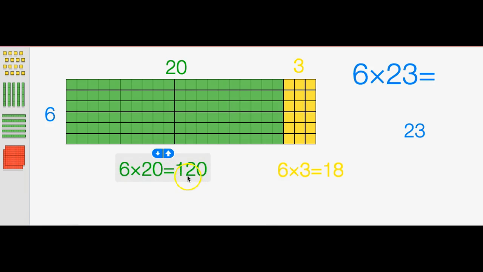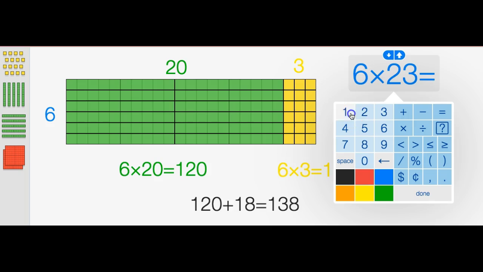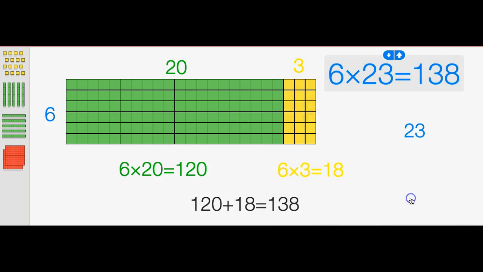So essentially what I'm left with is 120, the area of this rectangle, plus 18, the area of this small rectangle. So I have to combine those together. My math problem would be 120 plus 18, which equals 138. So 6 times 23 equals 138. So that's the example of how to use base 10 blocks to solve a 2-digit by 1-digit multiplication problem.